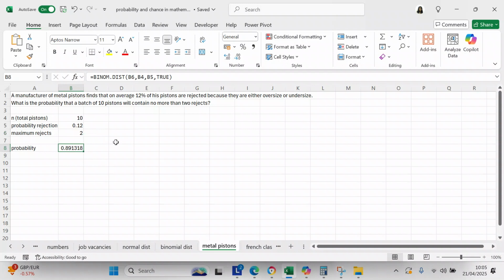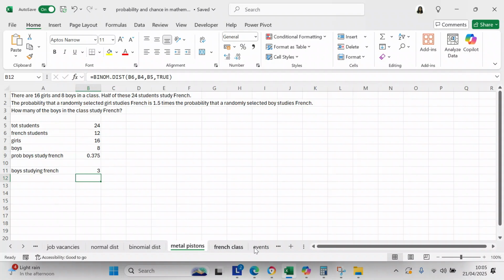So the probability of that is going to be binom.dist brackets B6, B4, B5, true. That gives you your cumulative distribution function. So you've got an 89% probability that you're going to have no more than 2 rejects.